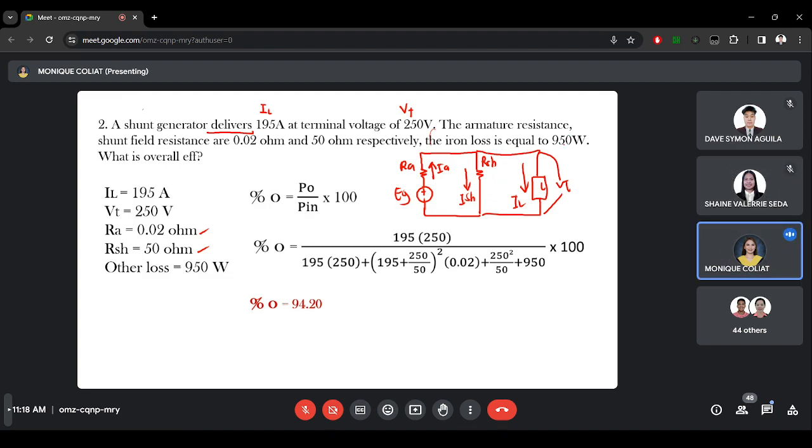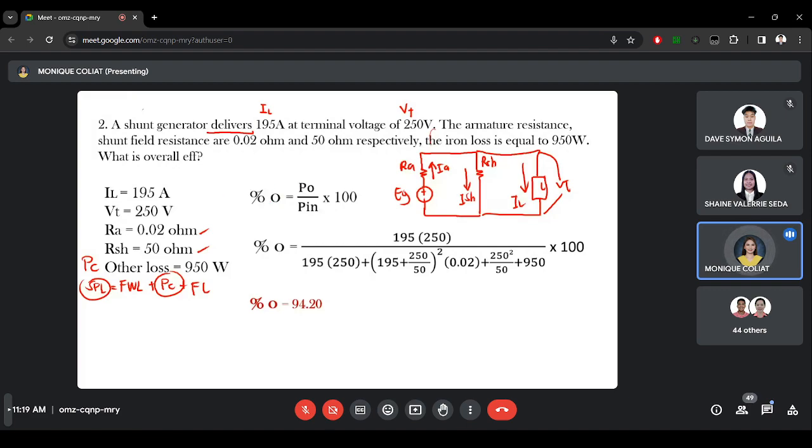Then we need to get the input power. What is the formula for the input power of a shunt generator? PO plus losses. Do we have any resistances aside from RA? None. So that is IA squared RA plus VT squared over RSH plus SPL. Do we have PO? Yes. Do we have IA? No, there is no IA. We have to get that.